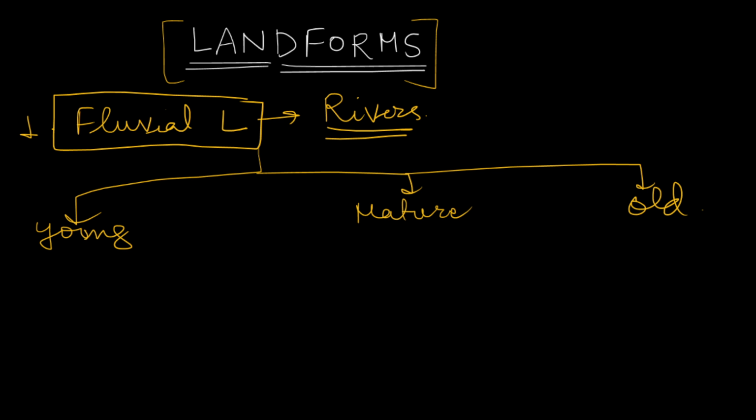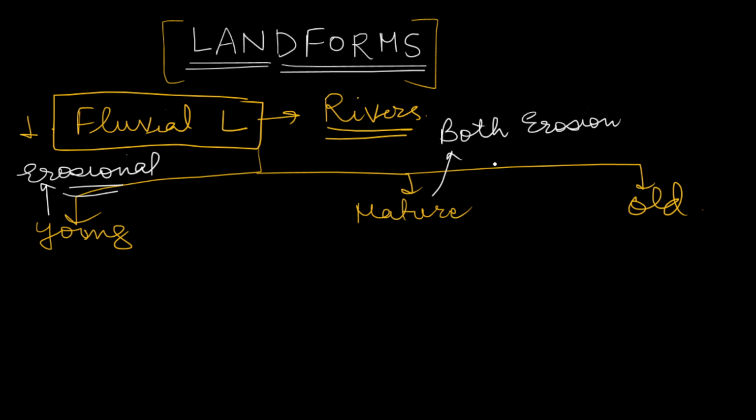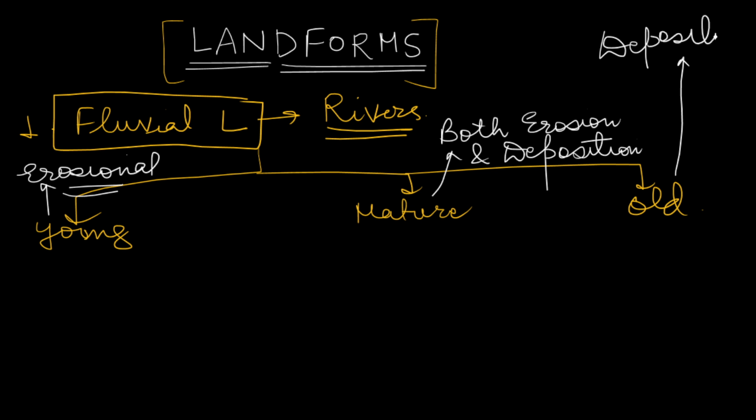So you will see that in young phase the features are generally erosional. In the young phase you will see that the erosional features are relatively very high. So generally erosion will be seen here. In mature phase you will observe both erosion and deposition. While in old phase you will generally observe deposition. Generally the erosion from the young and mature phase is deposited by the rivers in the old phase. So there are various landforms which they create.